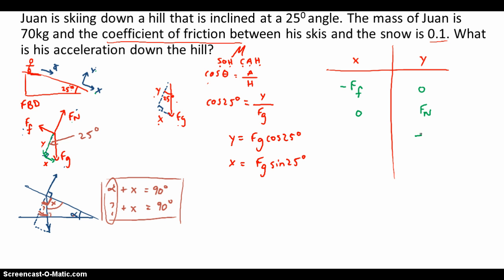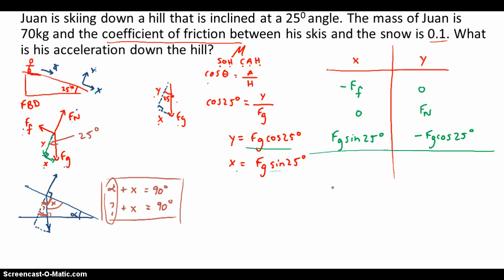So we've got negative, here's our y, Fg cos 25 degrees. And in our x direction, we found this. Now our x direction is in the same direction as our coordinate system, so we're going to say that's positive Fg sine 25 degrees. It's this component of the gravity that actually accelerates the skier down the hill. Those are our three forces.